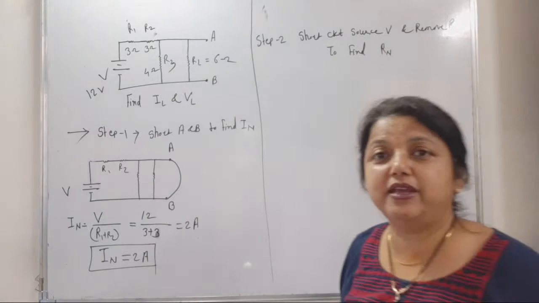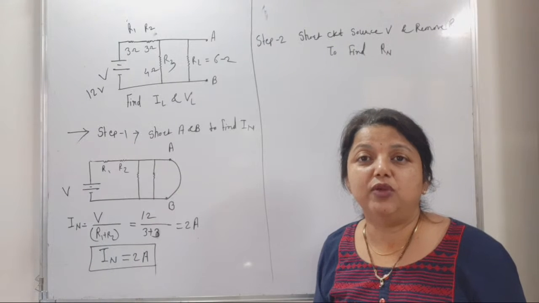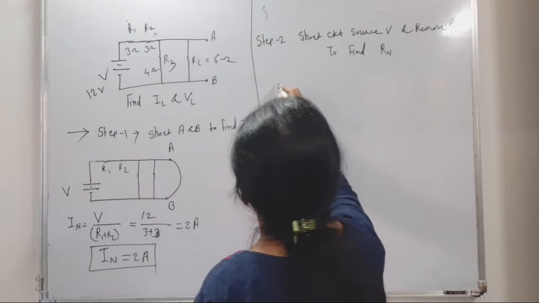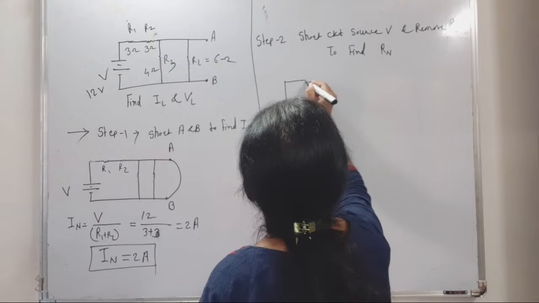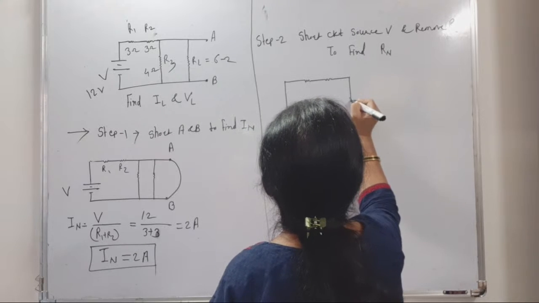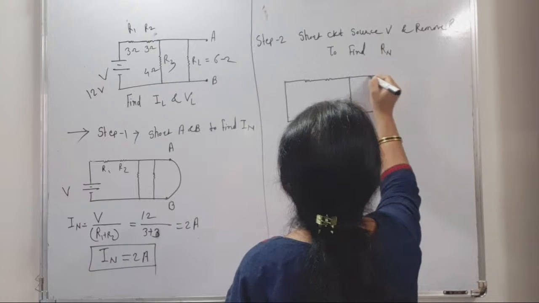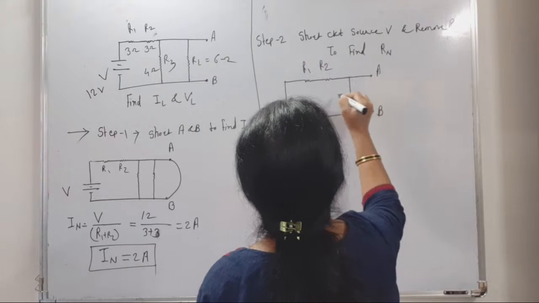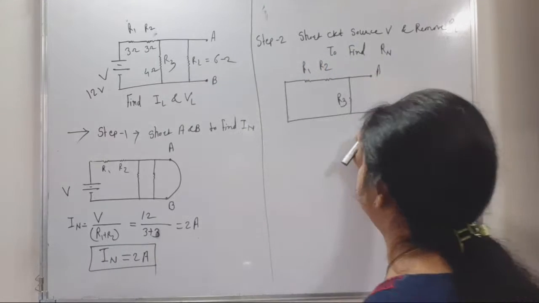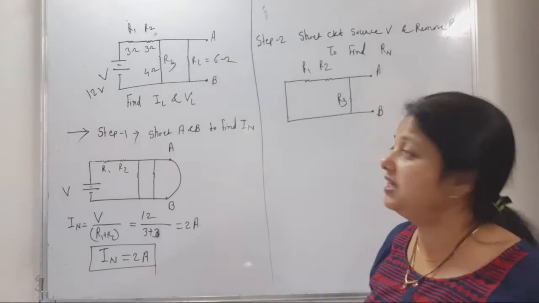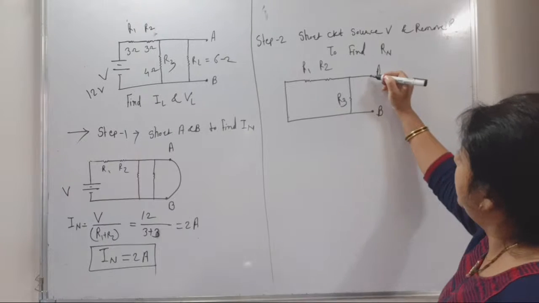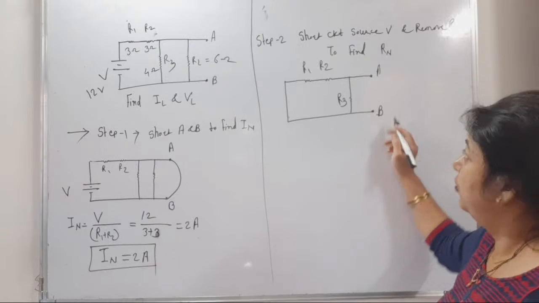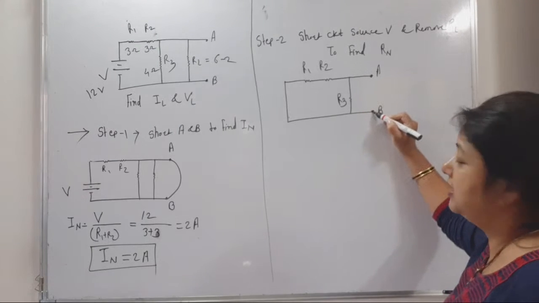It is a similar step to Thevenin's theorem. There we find RTH, here we find RN. So our circuit diagram is like this. Here your R1, here your R2, here your R3. We remove RL, here your point A and here your point B. We remove load resistance RL and also remove the battery. So we have to find the equivalent resistance between terminals A and B.